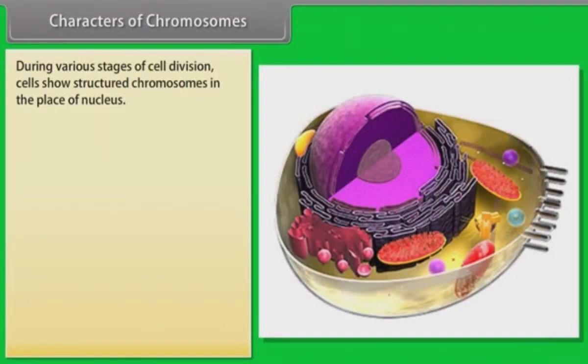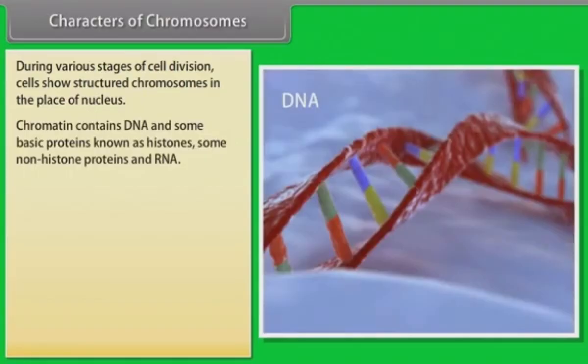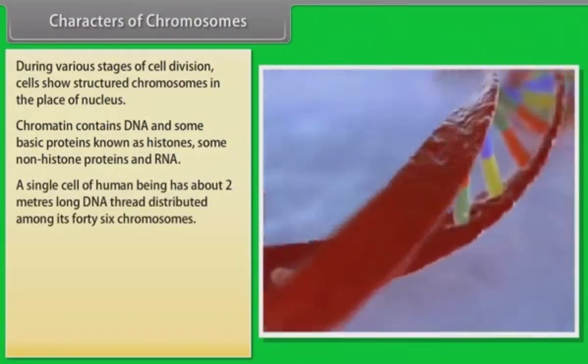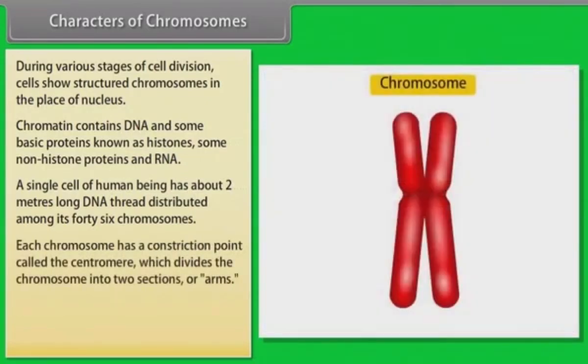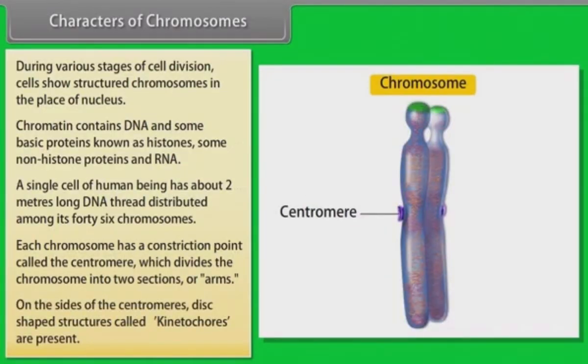Characters of chromosomes. During various stages of cell division, cells show structured chromosomes in the place of nucleus. Chromatin contains DNA and some basic proteins known as histones, some non-histone proteins, and RNA. A single cell of a human being has about 2-meter-long DNA thread distributed among its 46 chromosomes. Each chromosome has a constriction point called the centromere, which divides the chromosome into 2 sections or arms. On the sides of the centromeres, disc-shaped structures called kinetochores are present.